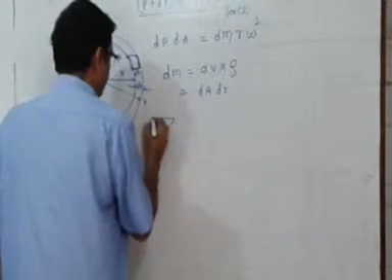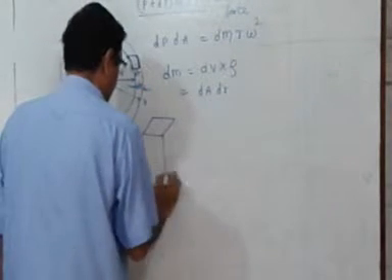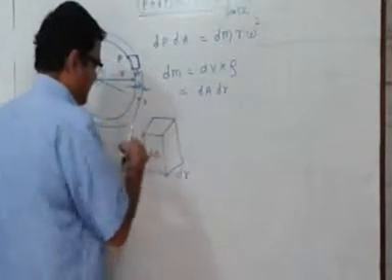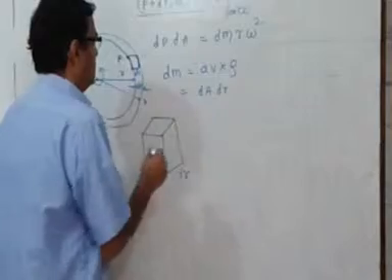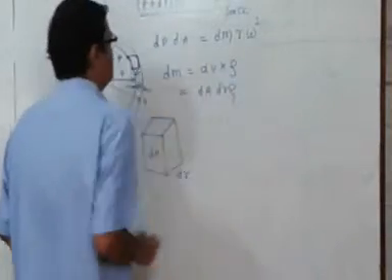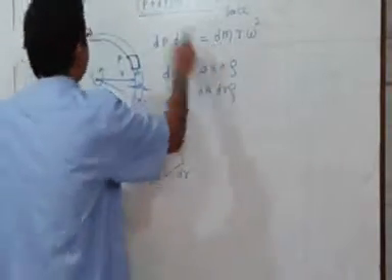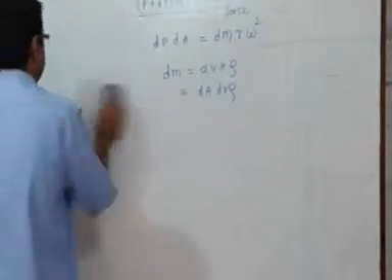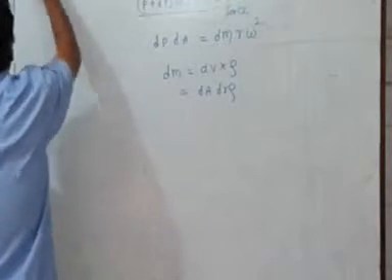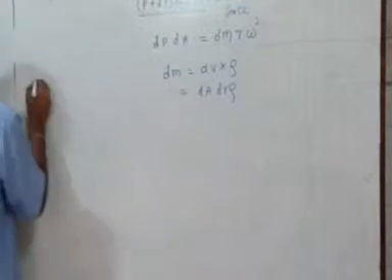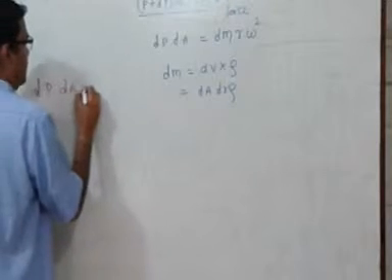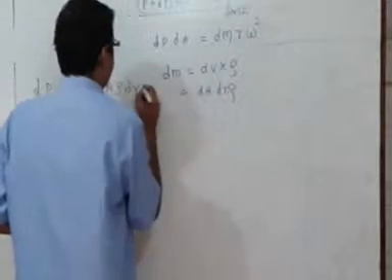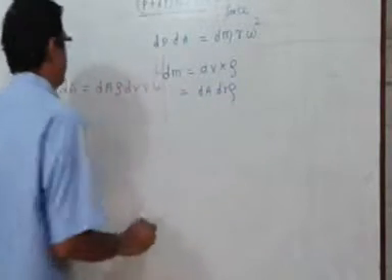Let me draw it again for you. I am drawing a pretty big scale. This is dr and this is dA. The pressure is acting like this. So it is dA into dr into rho. Let me substitute it here and let us see what we get. dP into dA is dA into rho into dr into r omega square. This is what we get.